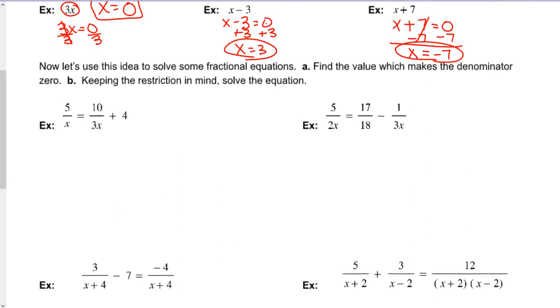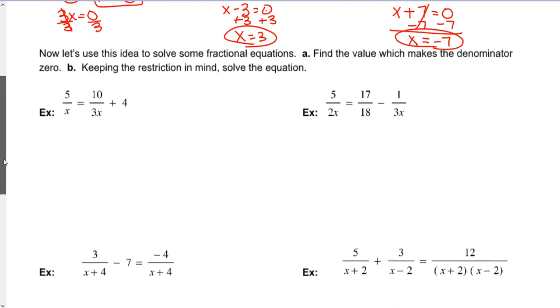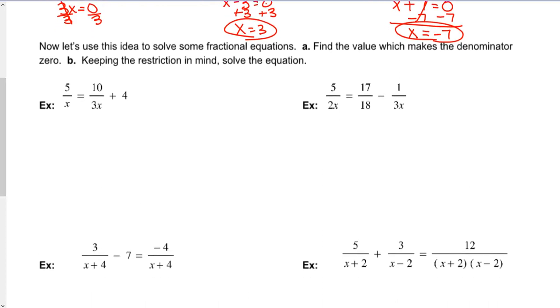So the idea is the same as what we just did in the previous two problems, where we want to multiply by our least common denominator. But in this case, we have variables, so we have to look out for the expressions, and we have to look out for these values up here to make sure that none of these answers that make our denominator 0 are part of our solution set. So let's look at this idea to solve some fractional equations.